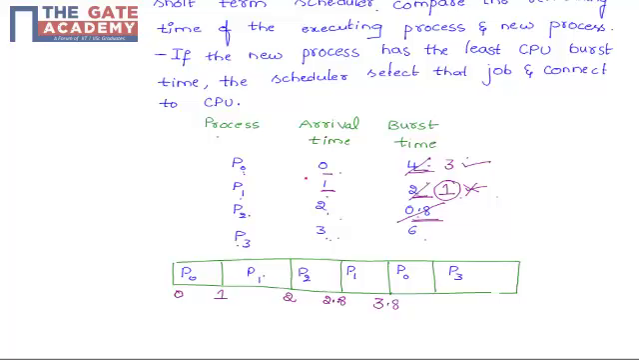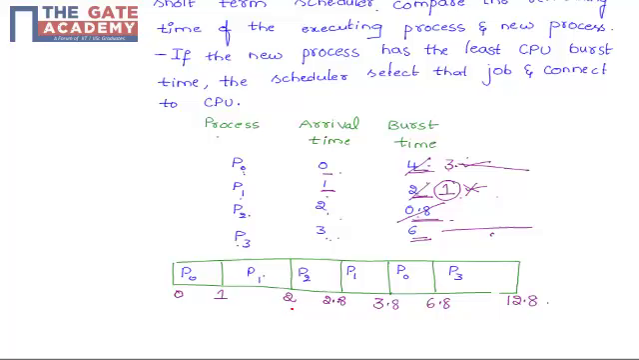So at last P0 and P3 are there. We compare the burst times of P0 and P3, and P0's burst time is less. So the CPU will execute process P0, and the burst time for this is 3. So 3.8 plus 3 is 6.8. After completion of P0, the CPU will execute process P3, whose burst time is 6. So 6 plus 6.8 is 12.8.